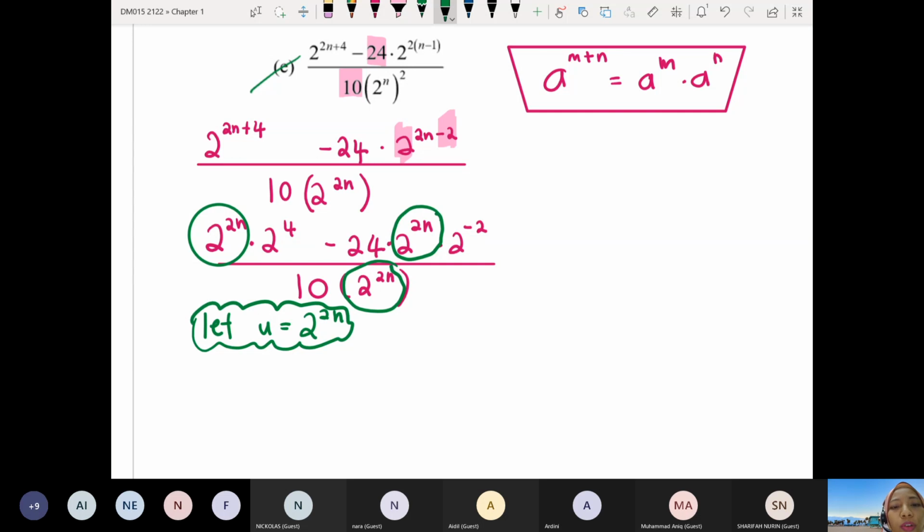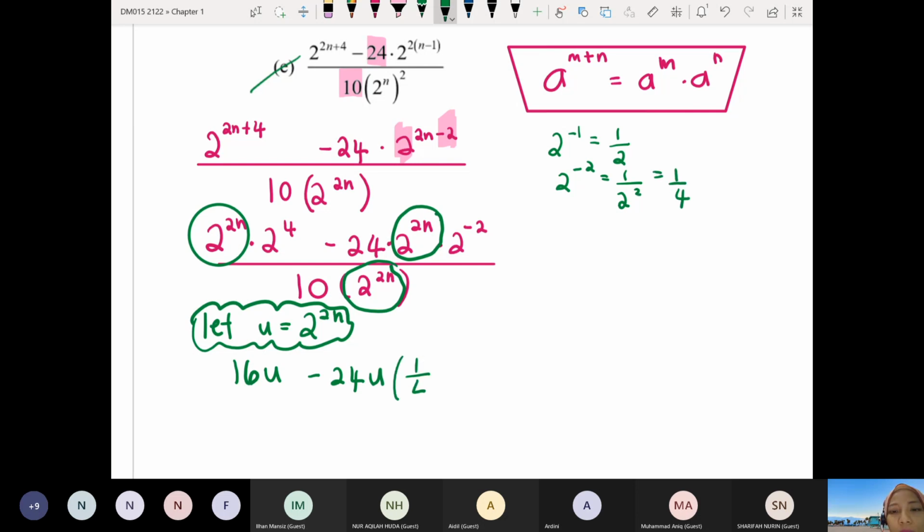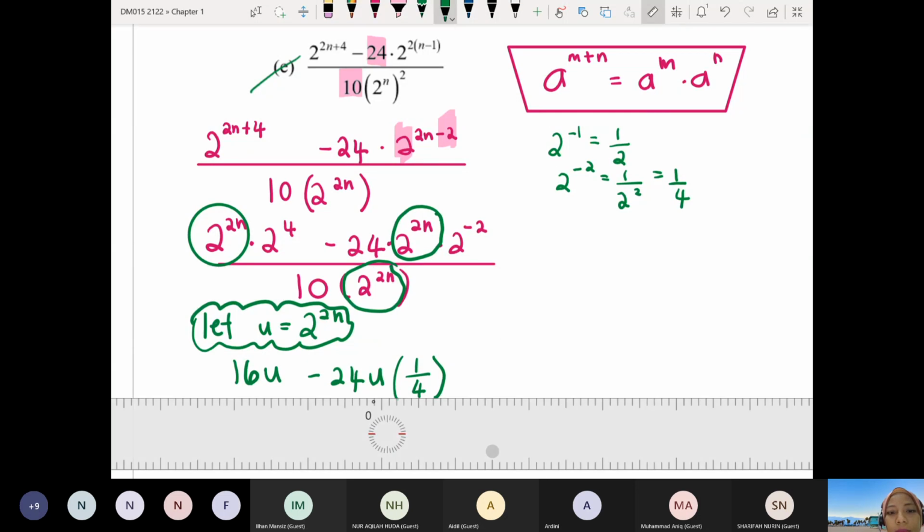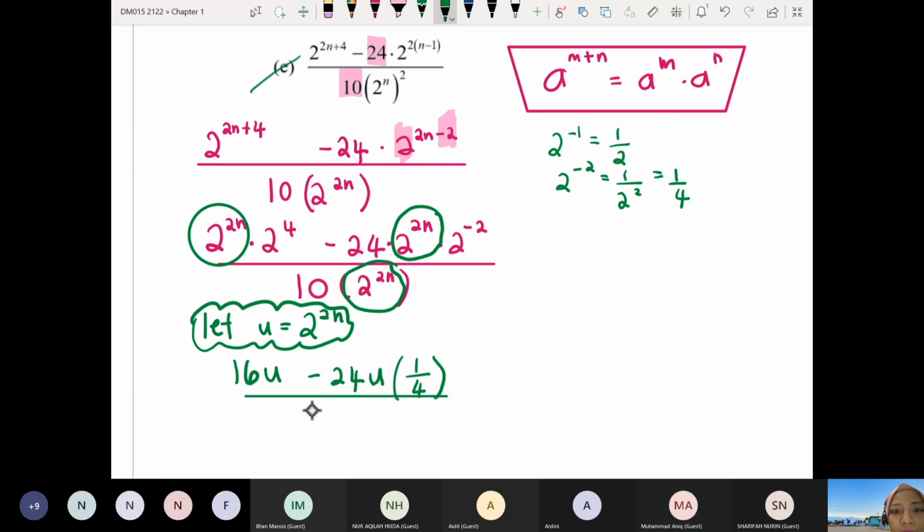Okay, so sekarang 2 to the power of 4 adalah apa? 16, yes. So 16u, because I have let my 2 to the power of 2n become u. Minus with 24u. Agree? And then ini apa? 1 over 4. Yes, because 2 to the power of negative 1 adalah 1 over 2, so 2 to the power of negative 2 adalah 1 over 2 squared, which is 1 over 4. Over with 10u. Yes, 10u. Bagus. Okay, 4 dengan 24 kita cancel, we get 6.